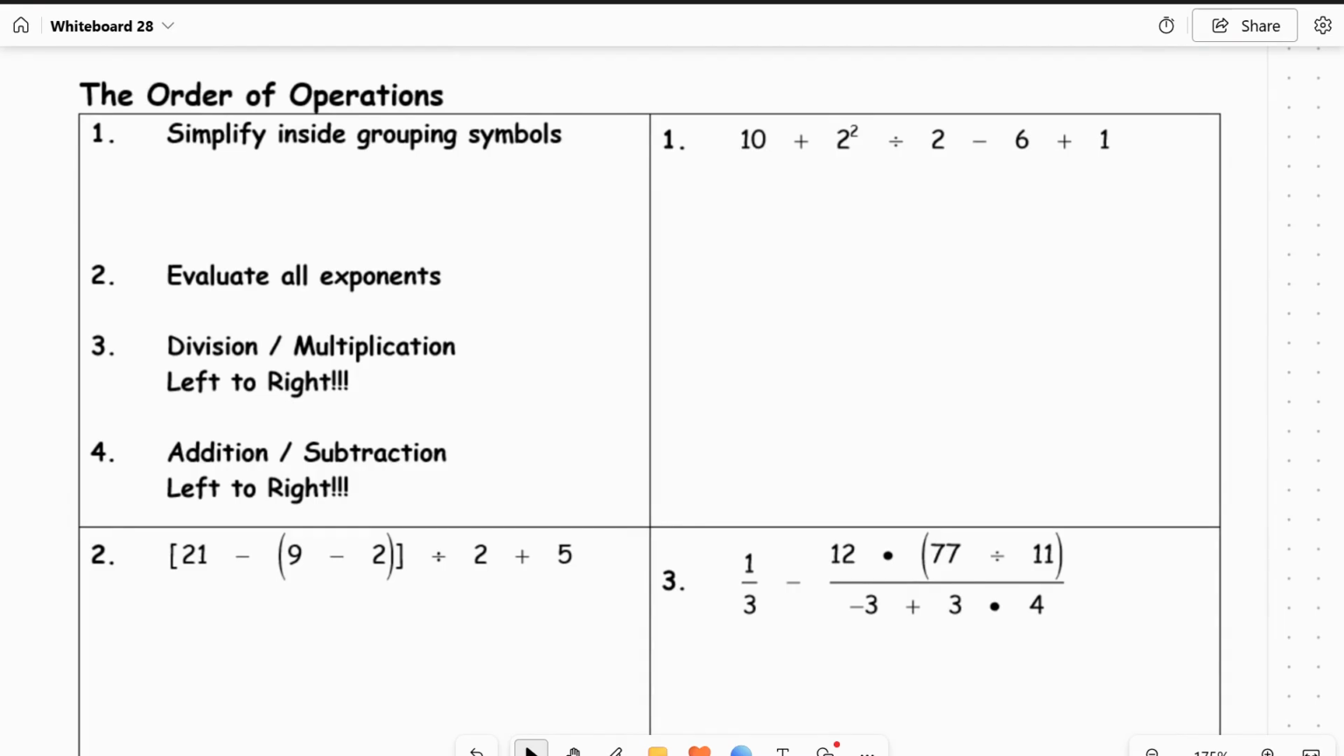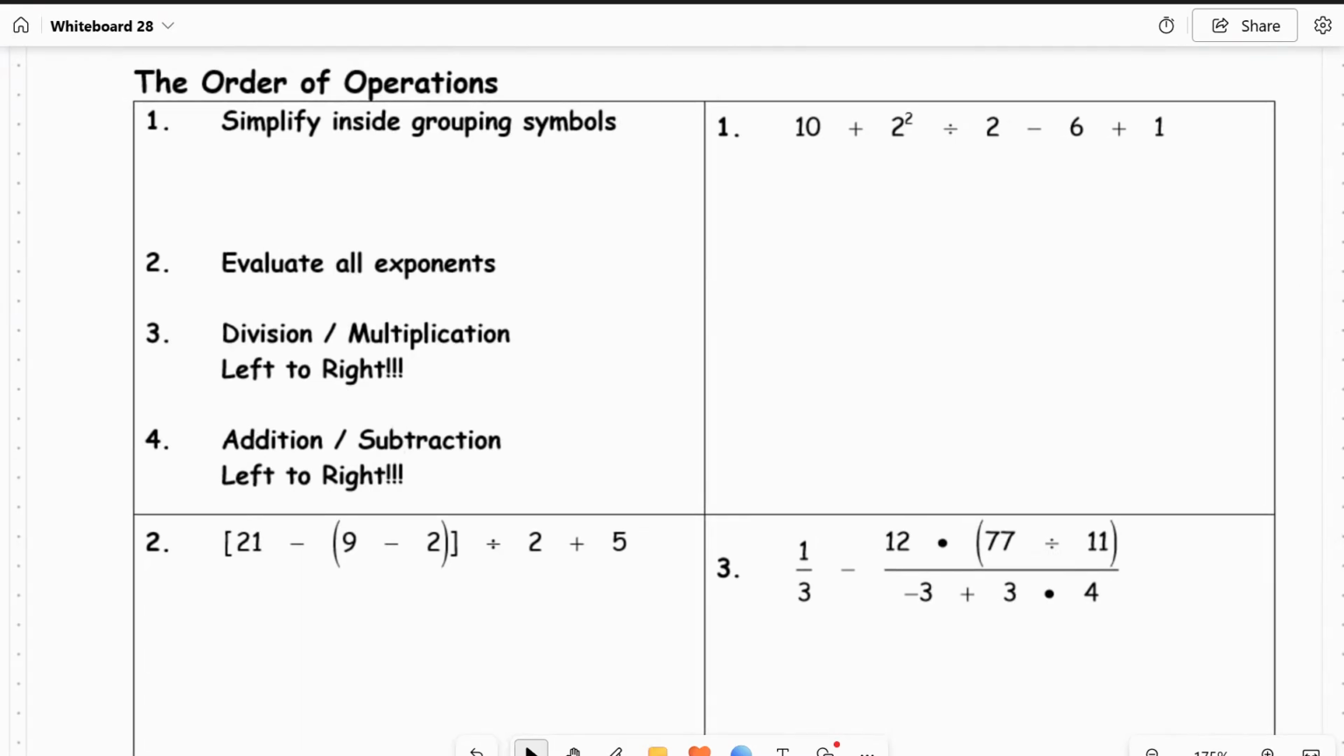So remember, for order of operations, you first need to simplify inside grouping symbols. That is your P. Grouping symbols can look all sorts of ways, whether it's parentheses, brackets, sets. Grouping symbols can even be square roots or cube roots, fractions, where you simplify the numerator and denominator first, and absolute values. All sorts of different grouping symbols.